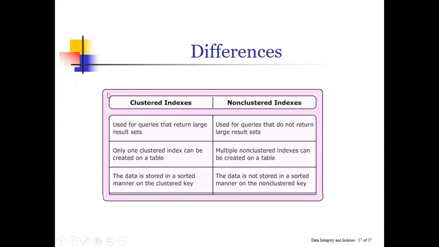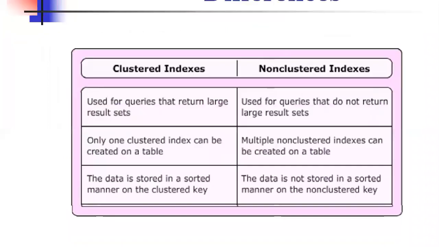So the difference between a clustered and non-clustered index. Clustered index is used for queries that return large result sets. Non-clustered is used for queries that do not return a large result set. We can have only one clustered index on a table, whereas in the case of a non-clustered index, you can have multiple. It was 249 was the max, no?